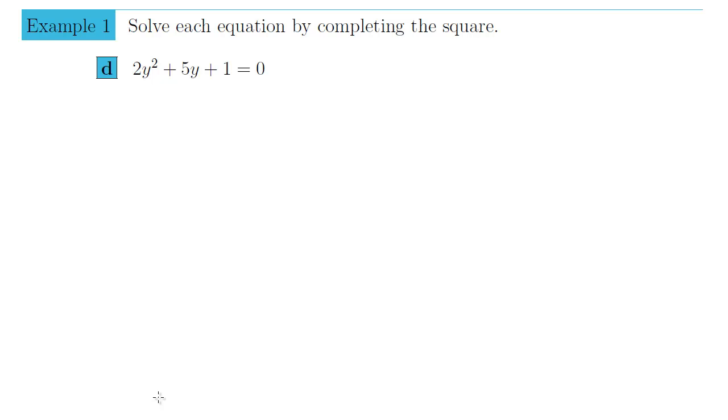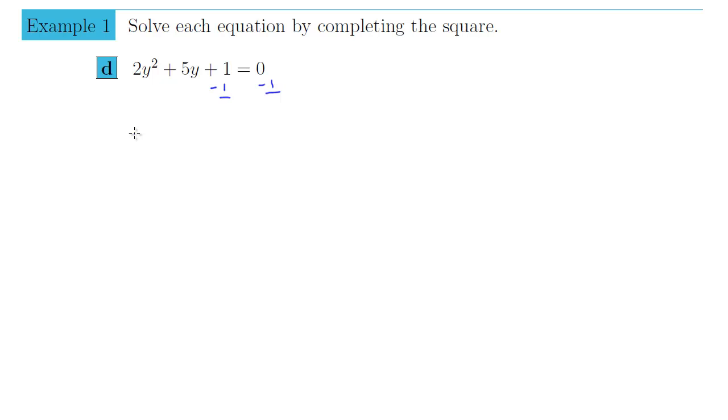Example 1D. Solve the quadratic equation by completing the square: 2y squared plus 5y plus 1 equals 0. As before, we begin by isolating our two terms that include the variable. That is, we want to put 2y squared and 5y alone on the left and move the 1 to the right side. To do this, we need to subtract 1 from both sides.